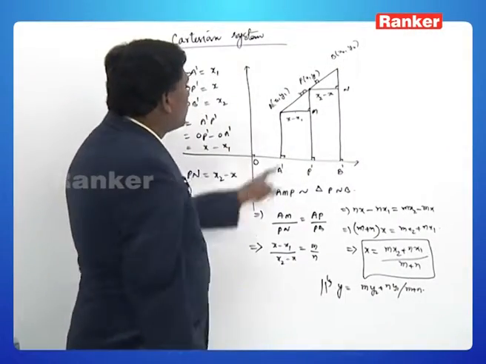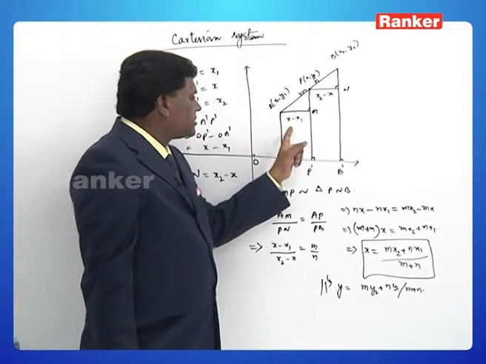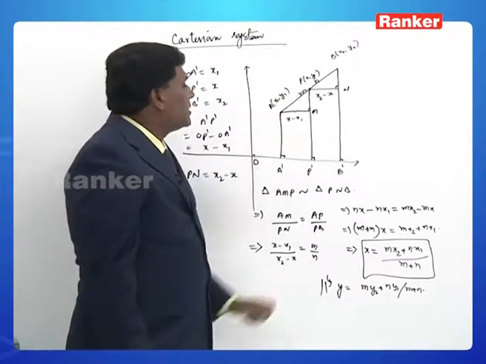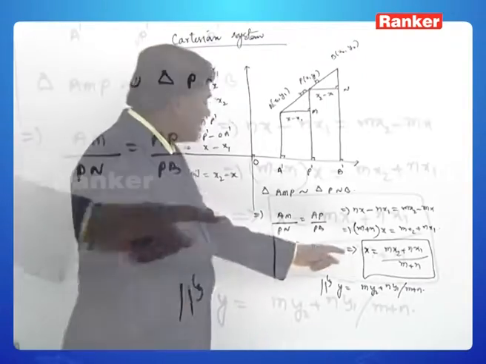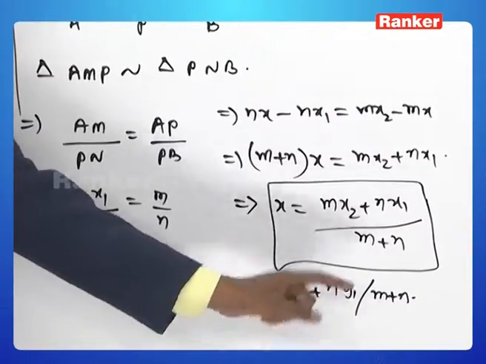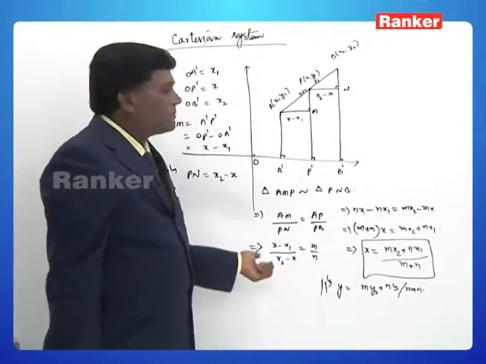Therefore, the coordinates of any point which is dividing A and B in the ratio of m is to n internally are mx2 plus nx1 by m plus n and my2 plus ny1 by m plus n.